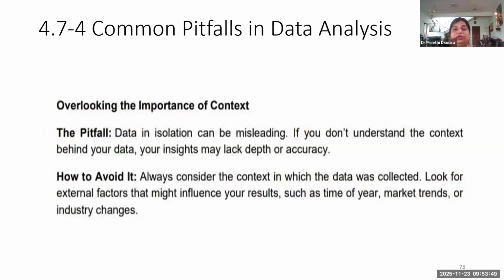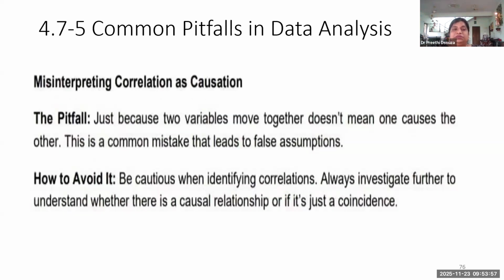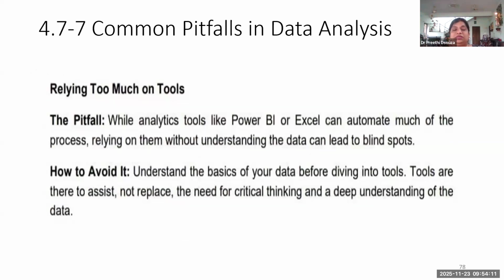Overlooking the importance of context. Where is it? What is that you're going to measure? What are you going to give? Context is important. Misleading correlation or causations. Most of the time, some variables do not match. There are certain false assumptions. All this will create a big problem with your data. The data you've collected is actually useless.